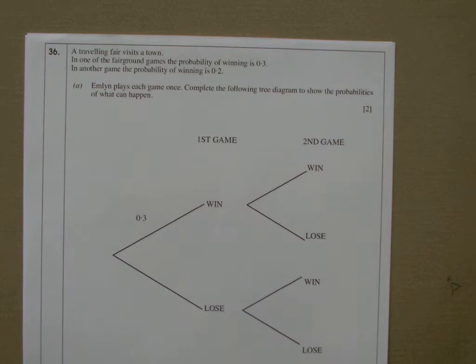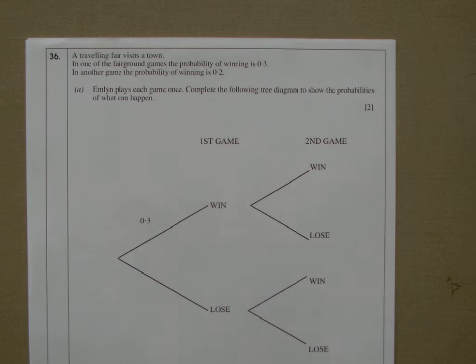A travelling fair visits a town. In one of the fairground games, the probability of winning is 0.3, and in another game, the probability of winning is 0.2. Emlyn plays each game once. Complete the following tree diagram.